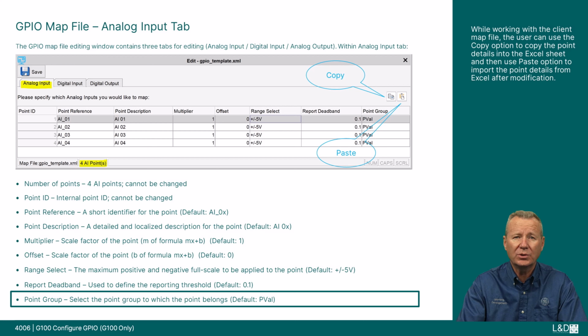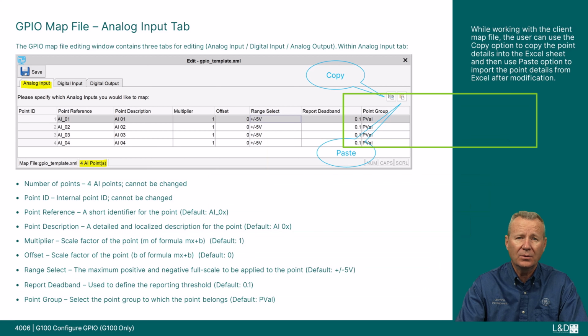Point group. Select the point group to which the point belongs. The default point group is PVAL. Adding a new group can be completed via the System-wide System Point Groups tab. Note that while working with the client map file, the user can use the copy option to copy the point details into the Excel sheet and then use the paste option to import the point details from Excel after modification.